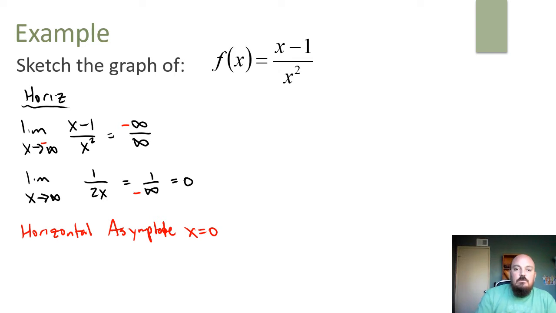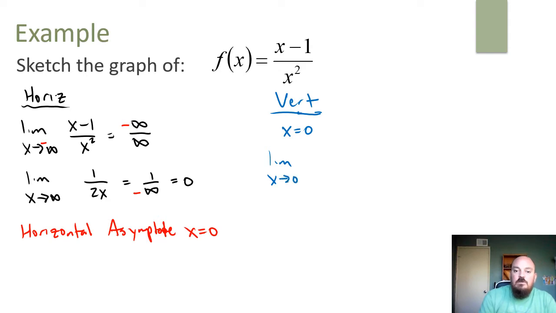Now let's try vertical. Vertical asymptotes have to do with domain. So the first thing I do is I check where this thing is undefined, and it's undefined at x equals 0. That's the only place it's undefined, because the denominator is x squared. If I plug in 0, I get a 0 in the denominator. So what I want to do now is do the limit as x approaches 0.